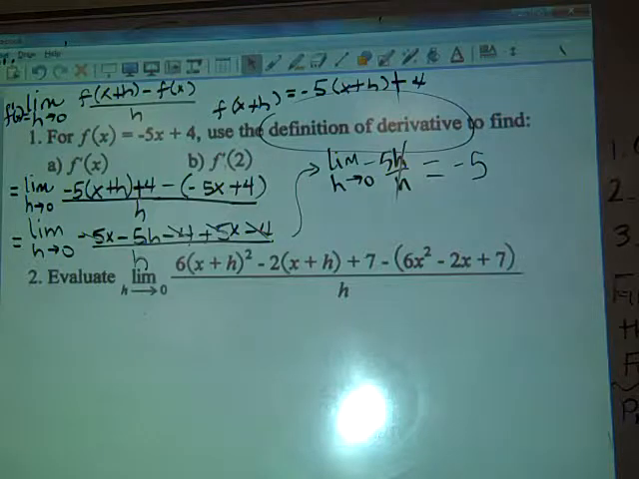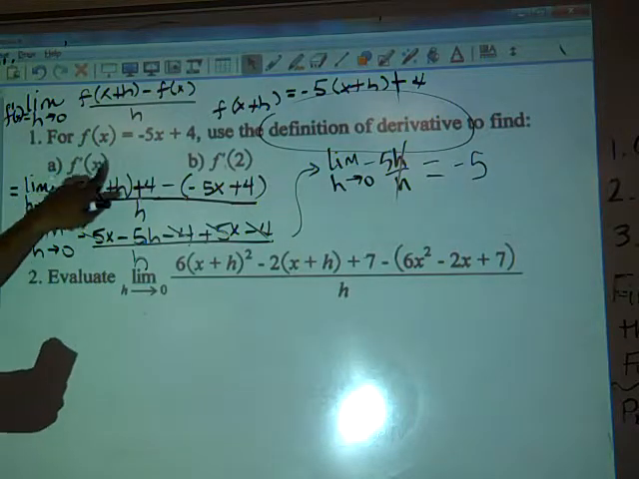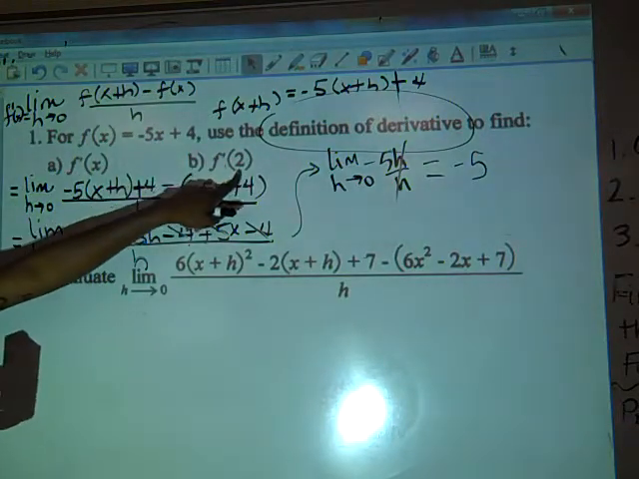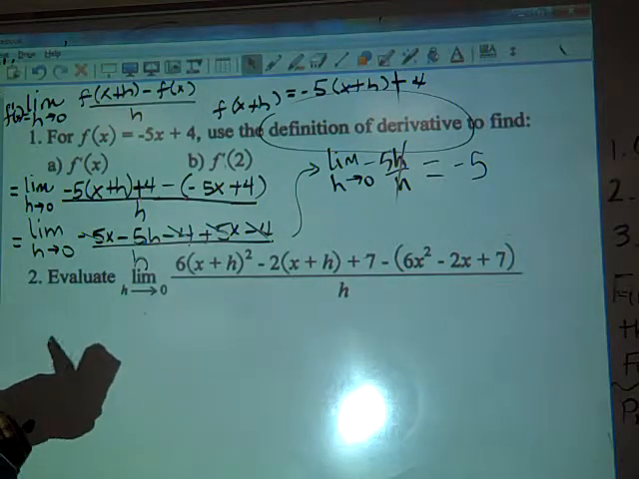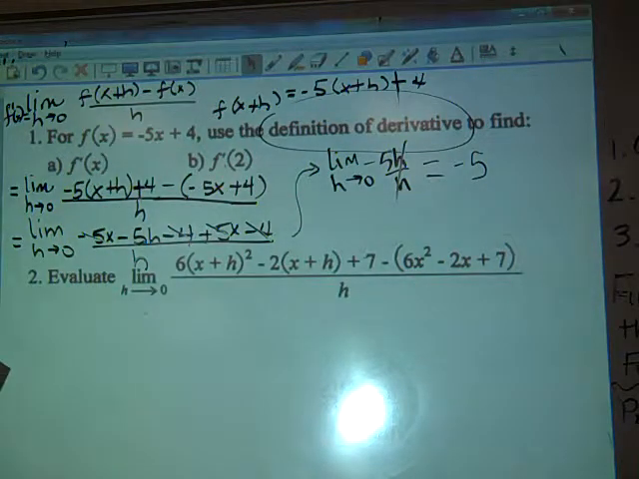Now, if we were doing f prime of 2, by definition, that simply means all of the x's will turn into 2's. Instead of f prime of x, it says f prime of 2. In other words, you should be left with a number, right?